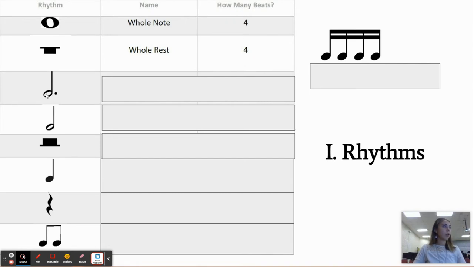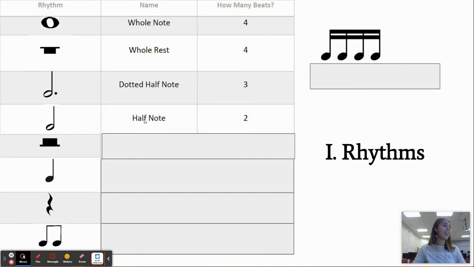The next rhythm to draw is a dotted half note. That equals 3 beats. The next one looks very similar, but without the dot, a half note equals 2 beats. Then here comes another rest. That is the half rest, equals 2 beats. So notice the difference between our whole rest, which looks like an upside down hat, and our half rest, which looks like a hat the correct way.